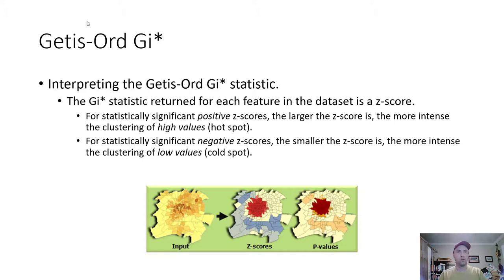So the Gi star statistic returned for each feature in the dataset is a z-score, right? So the z-score basically indicates how significant the data is. So for statistically significant positive z-scores, the larger the z-score, the more intense the clustering of high values. So positive z-score equals clustering of high values. For statistically significant negative z-scores, the smaller the z-score, the more intense the clustering of the low values. All right, so negative z-scores, low values. Positive, high values. Negative, low values.